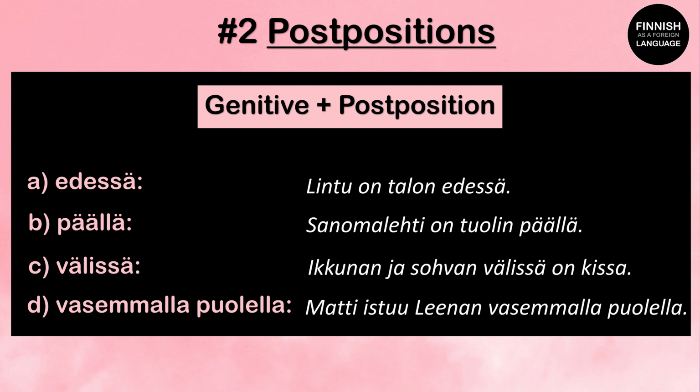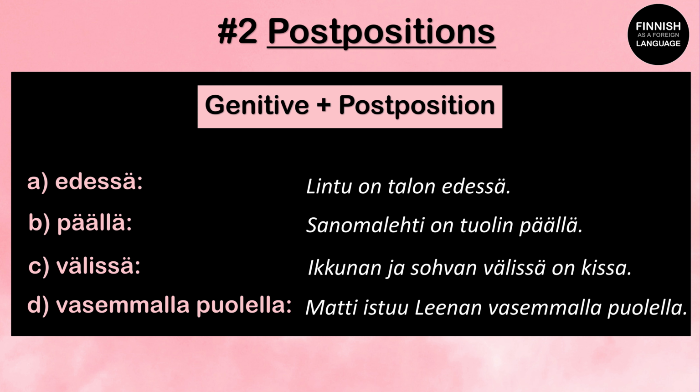So Matti istuu means Matti is sitting. Istuu is the third person singular of the verb istua, which means to sit. And Leenan is the genitive case of Leena, and it's standing here in the genitive case because it's followed by the postposition vasemmalla puolella, which means on the left side. So let's repeat. Matti istuu Leenan vasemmalla puolella. Matti is sitting on the left side of Leena.